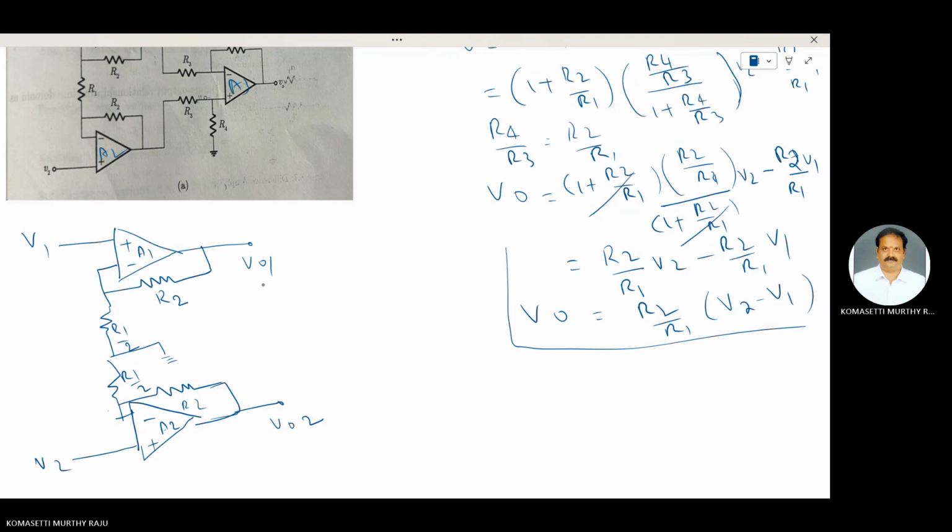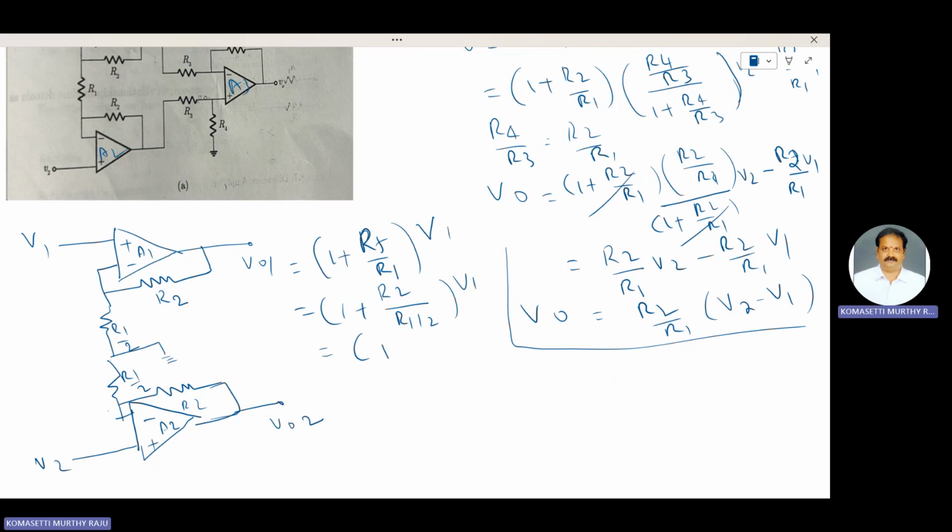Here both are in non-inverting mode. Therefore, V01 is equal to 1 plus RF by R1 into V1. Here RF is R2, and R1 is R1 by 2. Therefore, V01 is equal to 1 plus 2 R2 by R1 into V1.